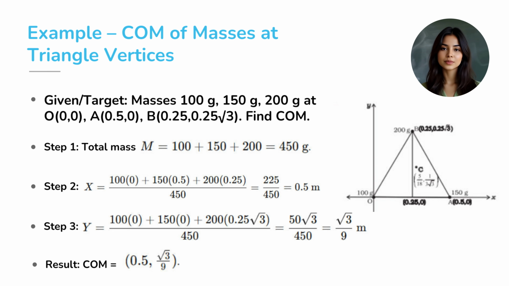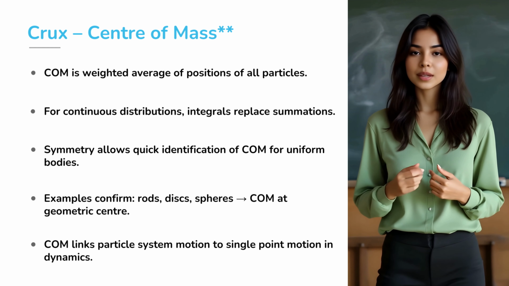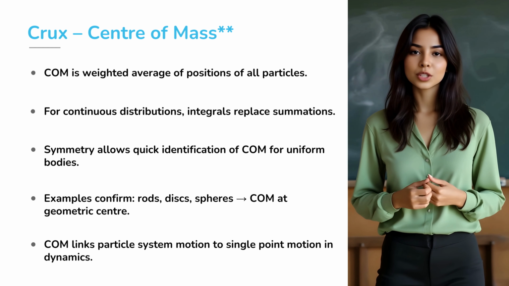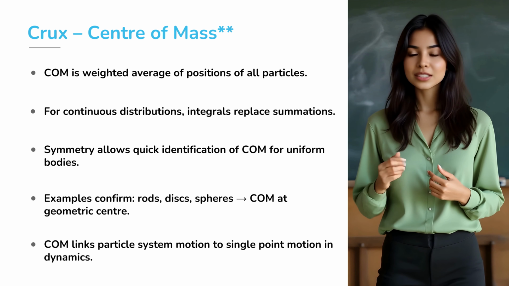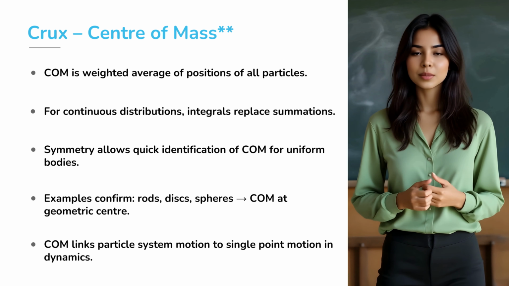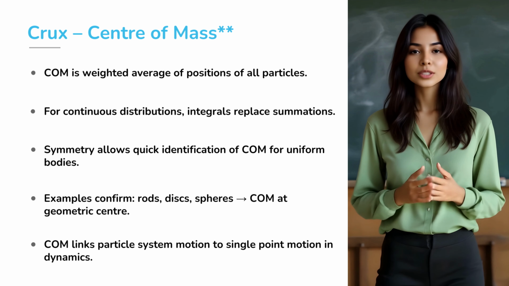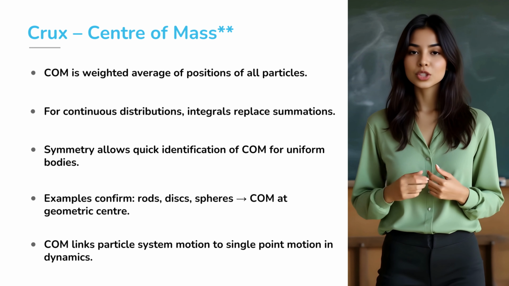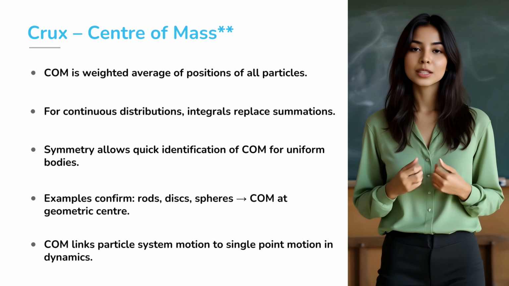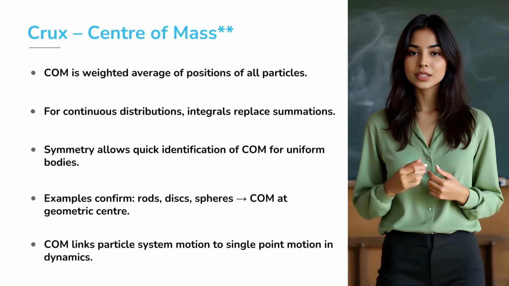So, to sum it up, the center of mass is the balance point of any system of particles. It is found by taking the mass-weighted average of positions. For continuous bodies, we use integrals instead of summations. Symmetry often allows us to identify the center of mass quickly. For rods, disks, spheres, and other uniform bodies, it coincides with the geometric center. And as we saw in the triangle example, the COM naturally shifts toward heavier masses.